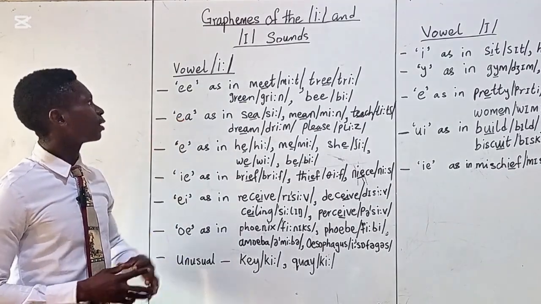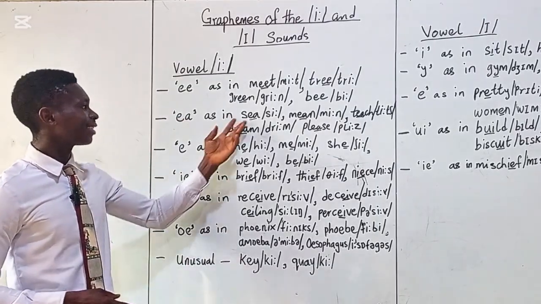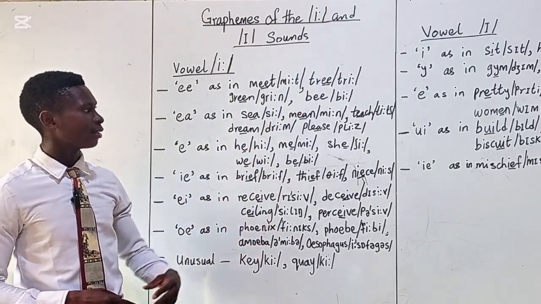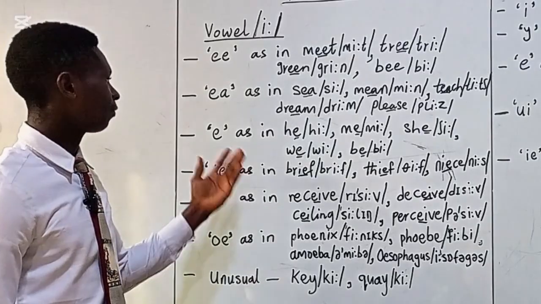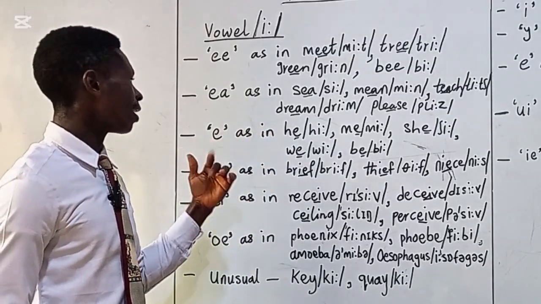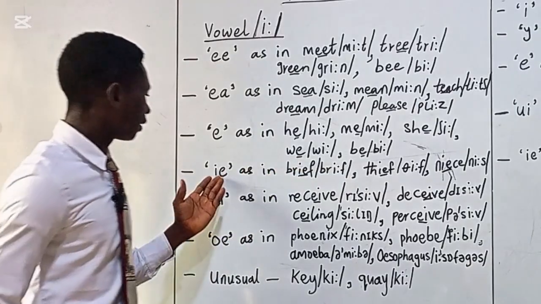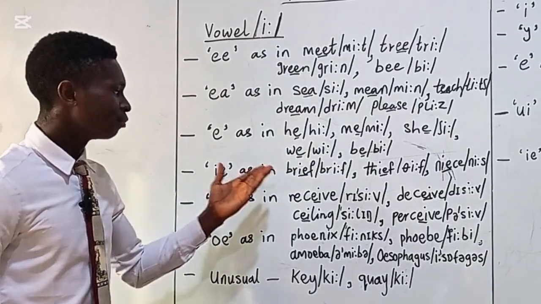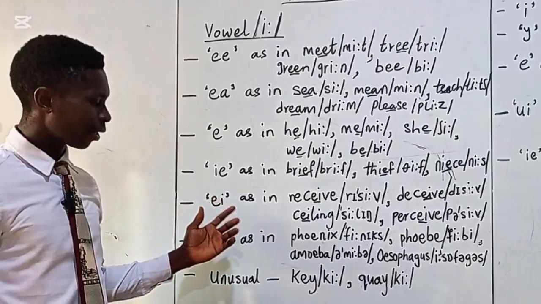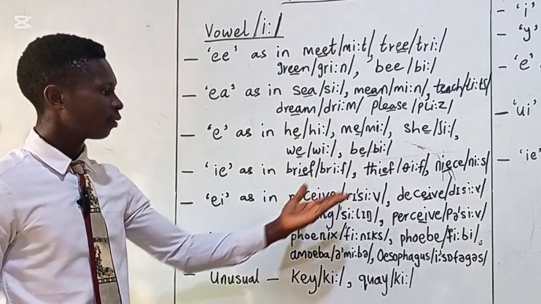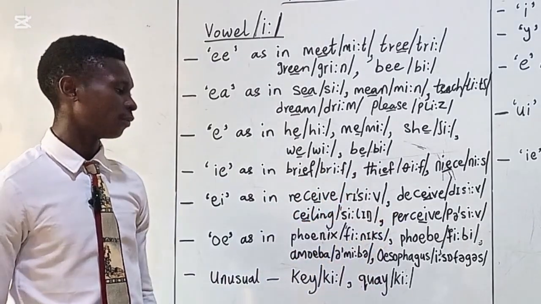Then we have number 2 grapheme, which is EA, as in see, mean, teach, dream, please. We have also E as in he, me, she. IE as in breathe, thief, knees. EI as in receive, deceive, ceiling, perceive.